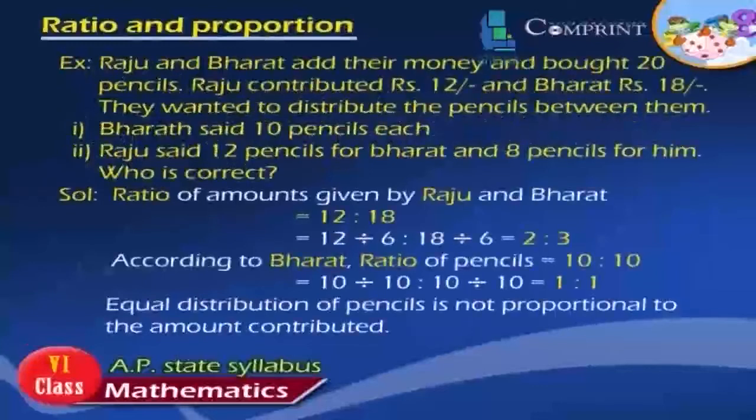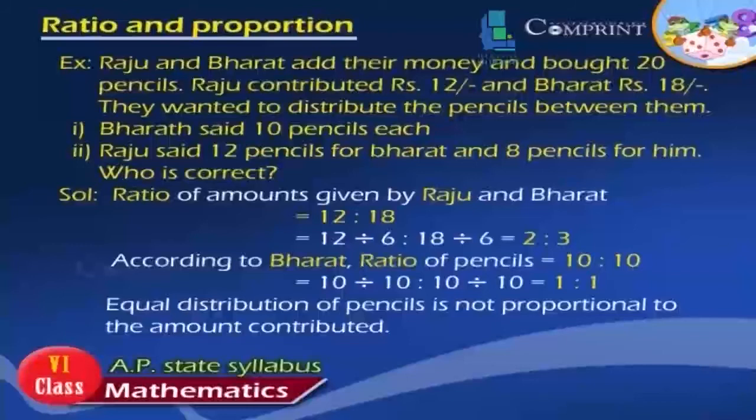Example, Raju and Bharat add their money and bought 20 pencils. Raju contributed rupees 12 and Bharat rupees 18. They wanted to distribute the pencils between them. 1. Bharat said 10 pencils each. 2. Raju said 12 pencils for Bharat and 8 pencils for him.